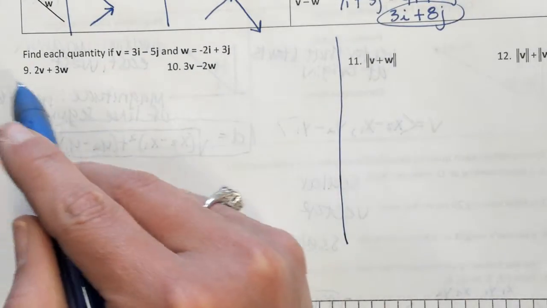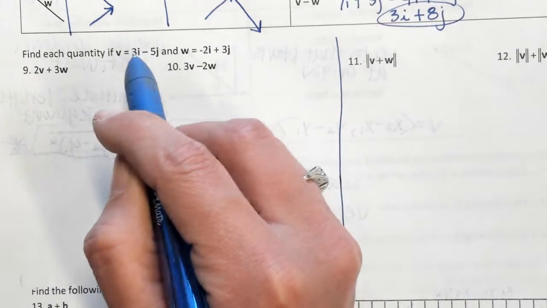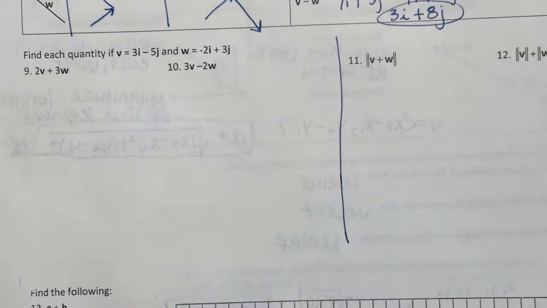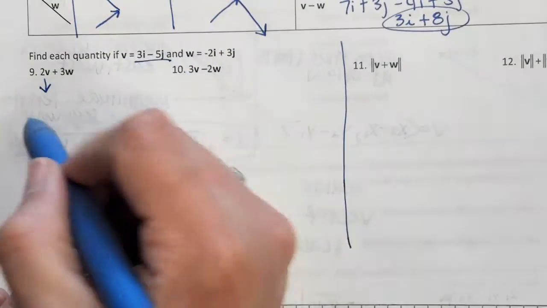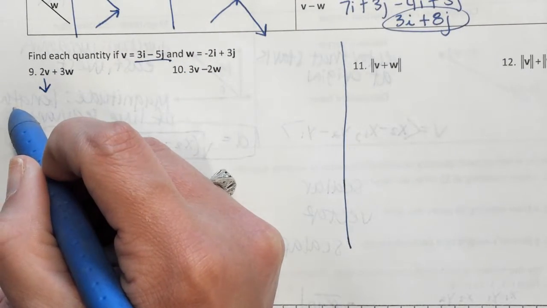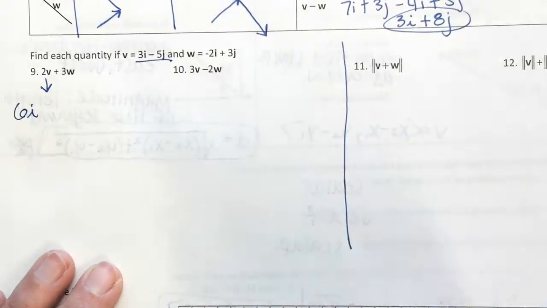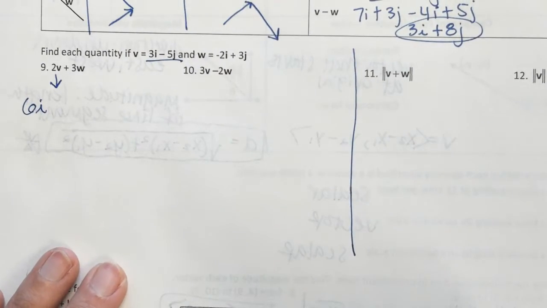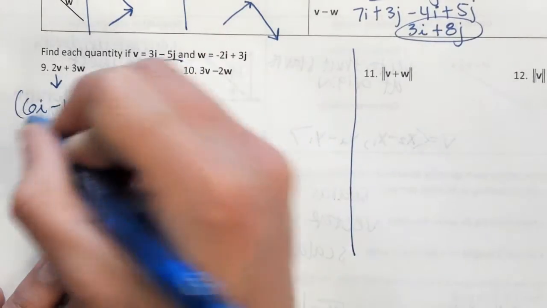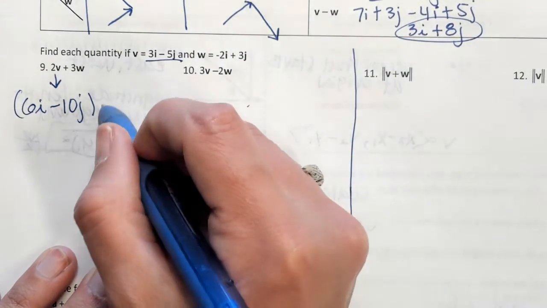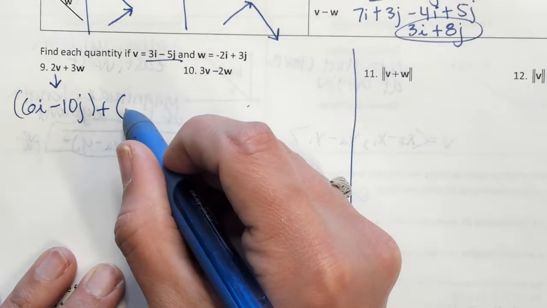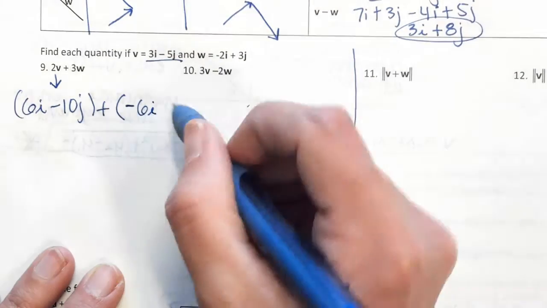There's the vectors. For this one, you're multiplying everything in here by 2, then adding it to everything in here times 3. Do we need to go over one before we do these? Okay. If I multiply everything in V by 2, that would give me what? 6i. Very good. And then if I multiply everything in W by 3, that will give me what? Keep going.